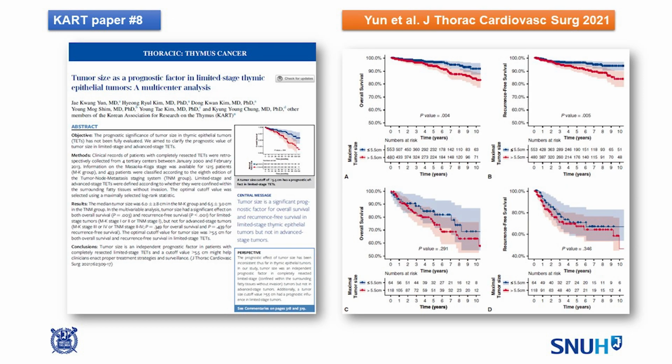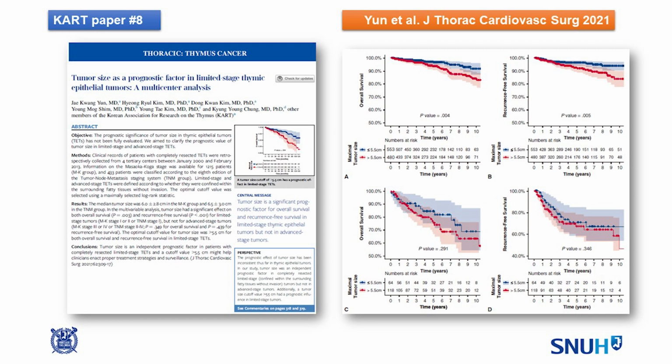The other important study is this one. This one was written by the Asan Medical Center, and they identified the significant role of size. They compared the prognostic outcome between large and small thymic tumors, and they suggested that around 5.5 centimeters would be the criterion to differentiate large and small tumors, and suggested that size should be included in the staging system.